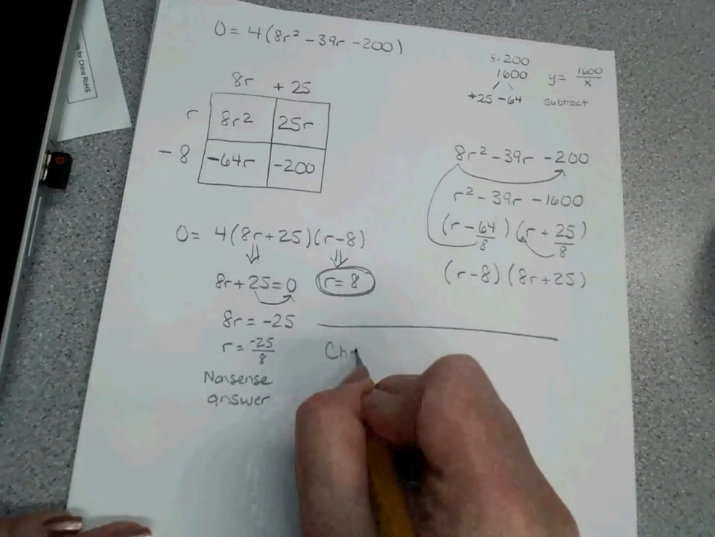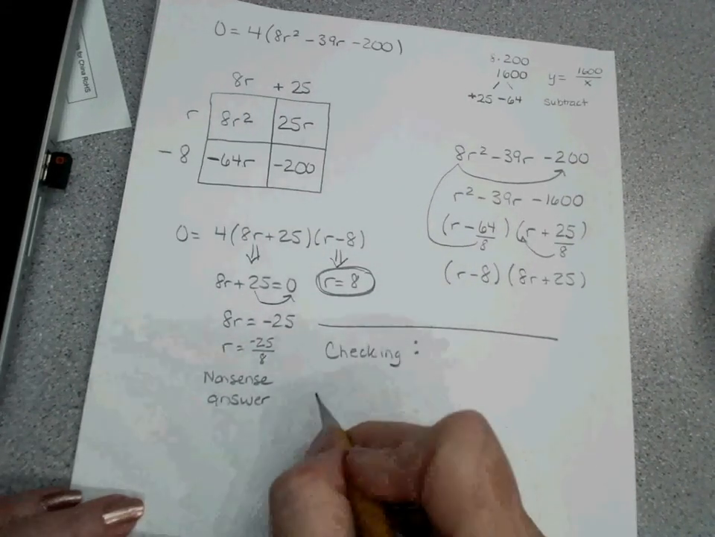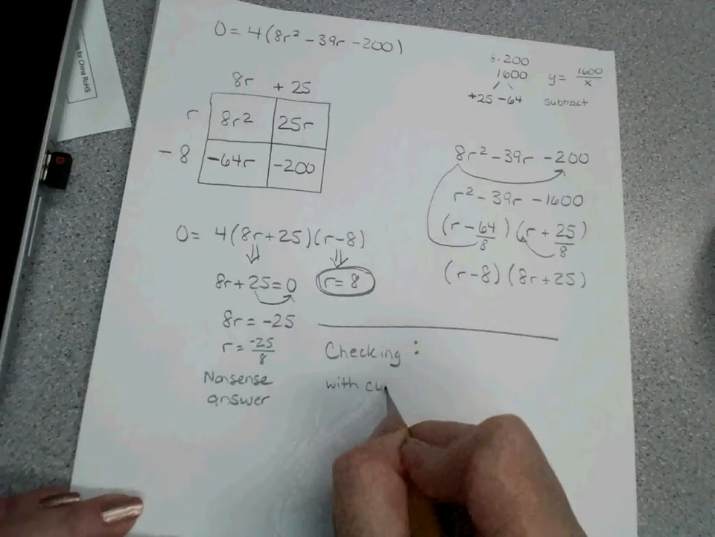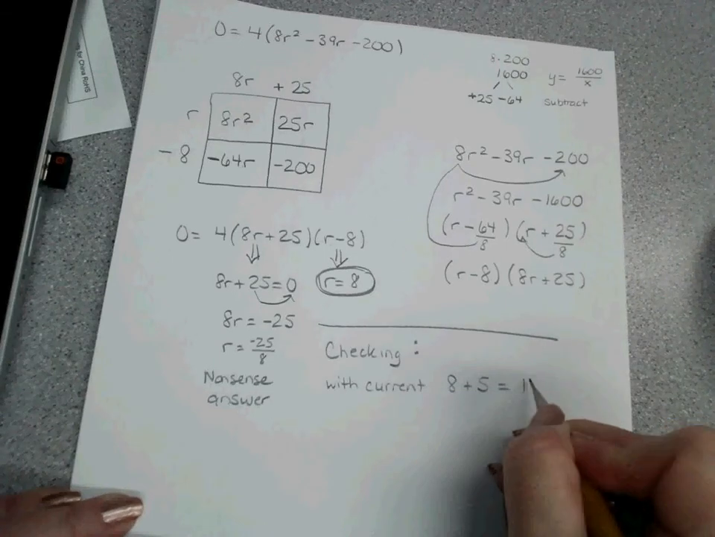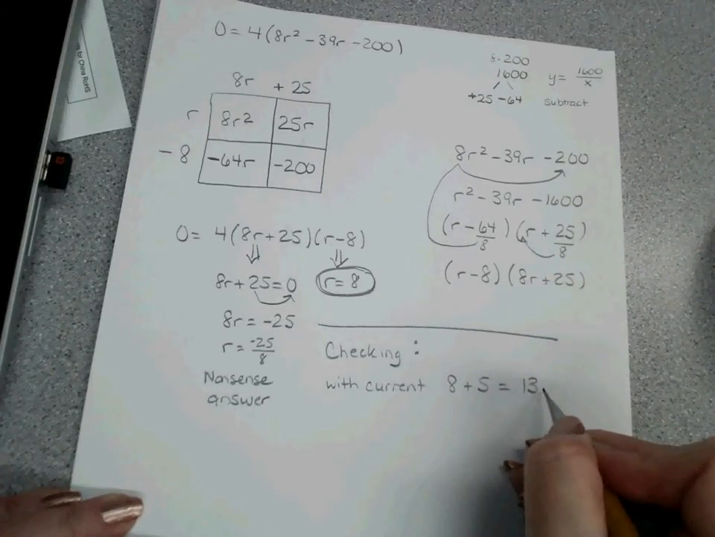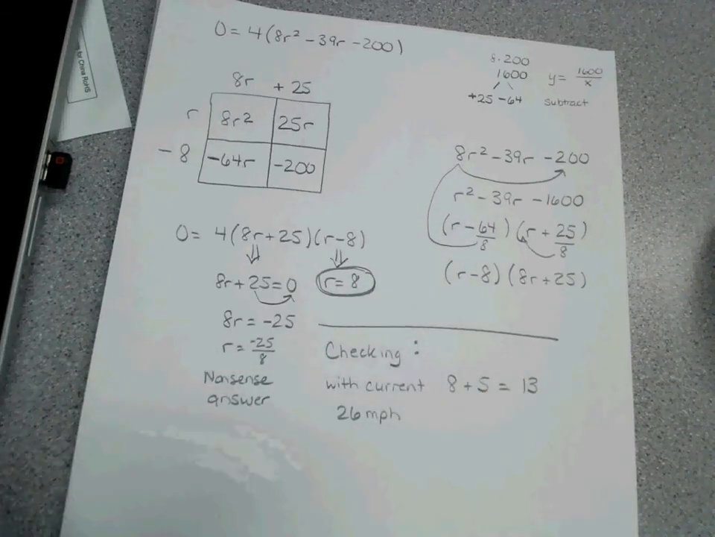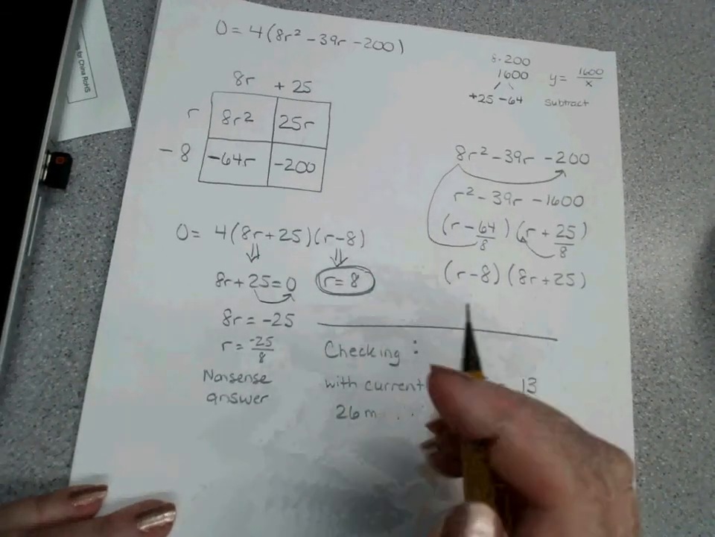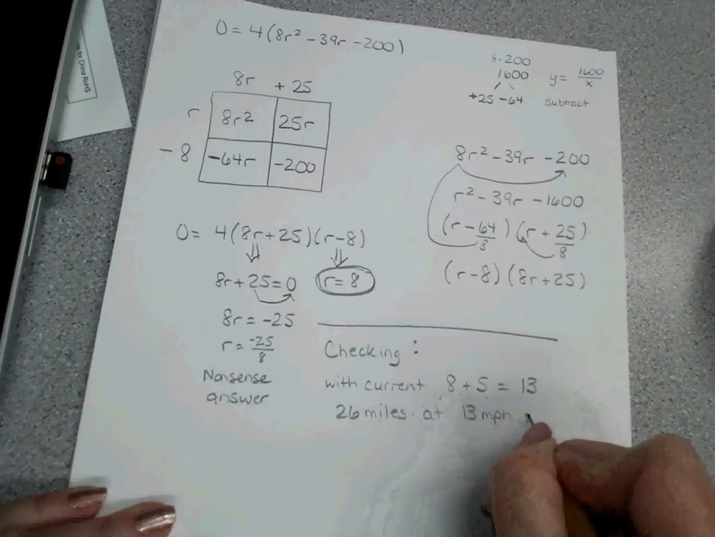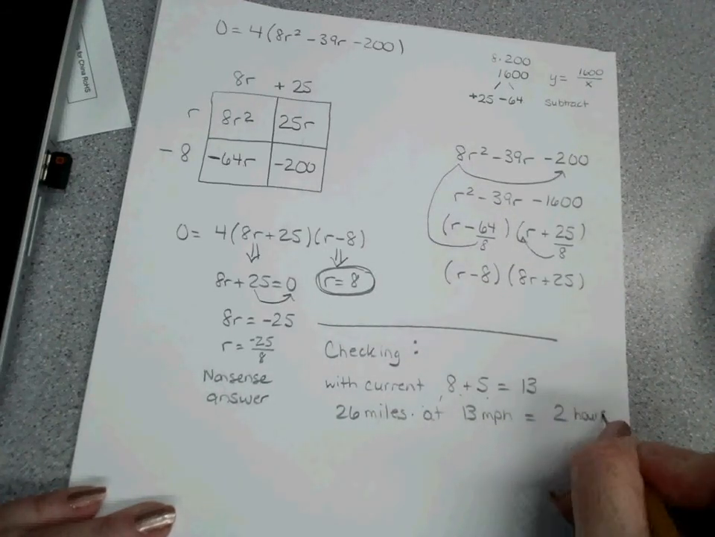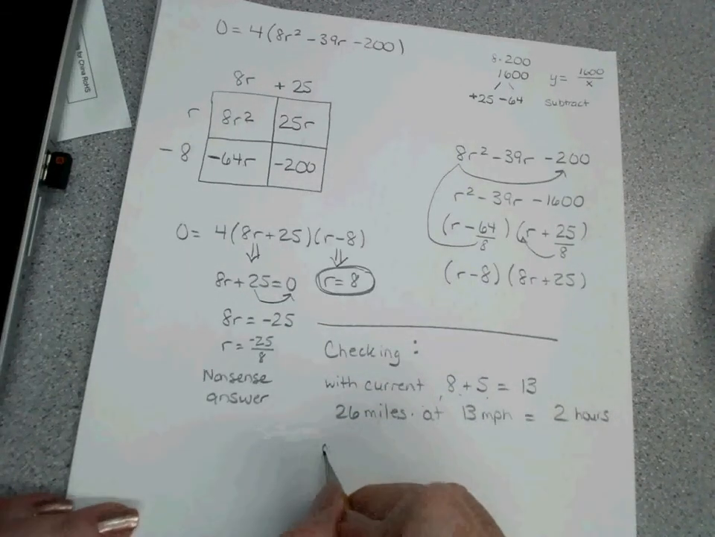Okay. Now, I want to check that for common sense. Okay. With the current, the boat was 8, the current was 5. That means it's going 13 miles an hour. The trip was 26 miles, 26 miles at 13 miles per hour takes 2 hours. So it takes it 2 hours to go down.